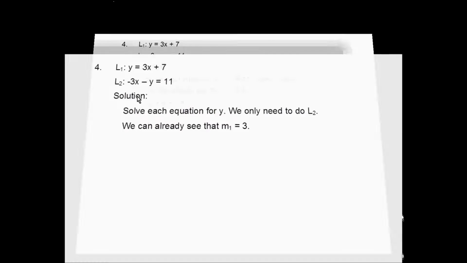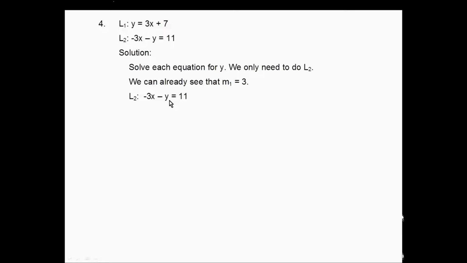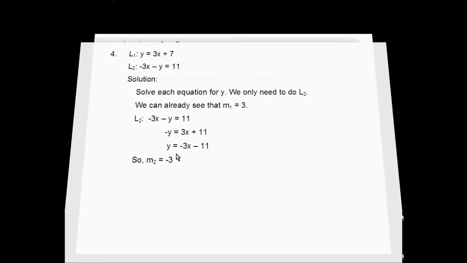Now let's look at L2. I'm starting with negative 3x minus y equals 11. Add 3x. So I've got negative y equals 3x plus 11. Remember, I want y, not negative y. So change all the signs. We're really multiplying by negative 1, or if you prefer, we're dividing by negative 1. So I'll have y equals negative 3x minus 11. This slope is negative 3.